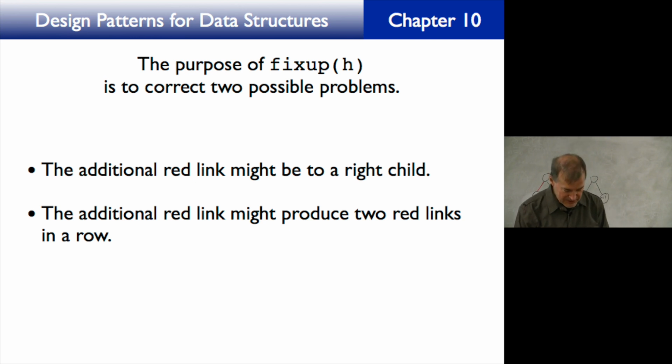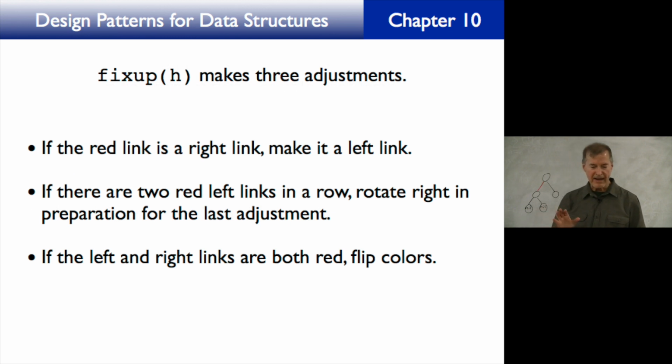So watch how this works then. Fix-up H makes 3 adjustments, and by making these 3 adjustments, it fixes up those 2 problems. So check this out. It does these 3 things with 3 if statements, and the if statements are sequential. They're not nested. It's one if statement followed by another if statement followed by another if statement. It's 3 simple if statements, each one followed by one simple little operation.